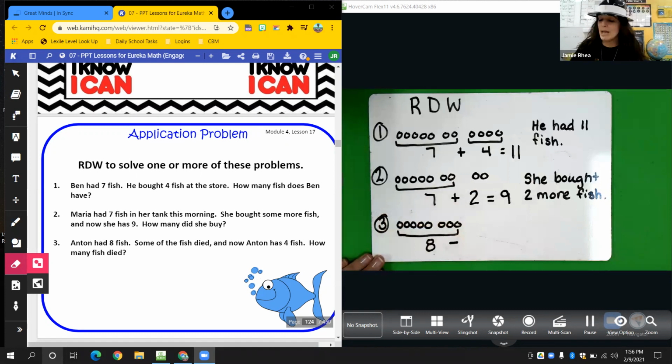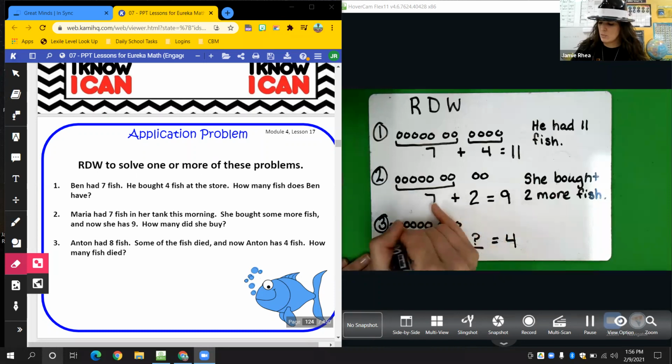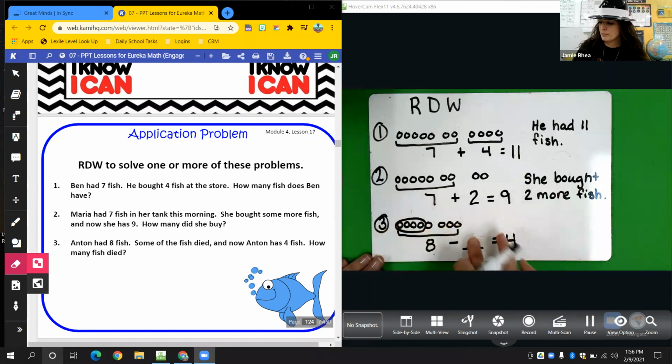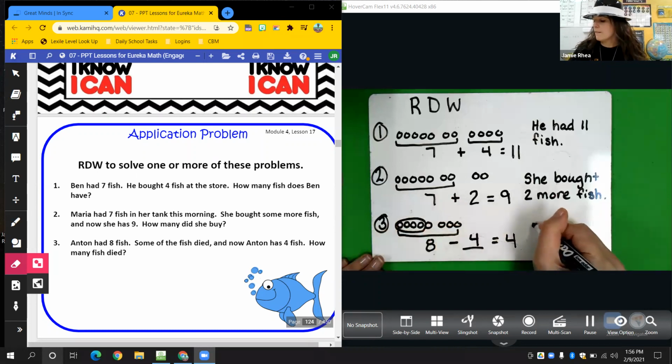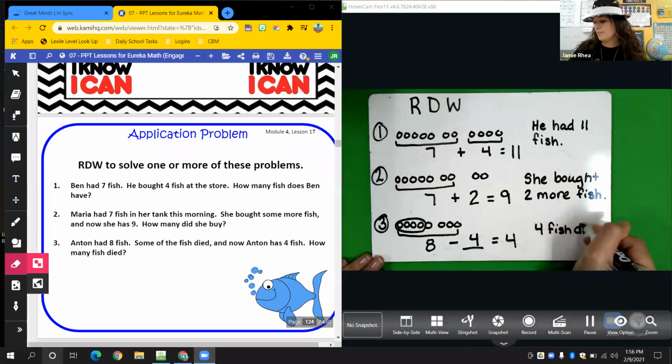Now, do we know how many went away? No, we don't. But we do know that he has 4 fish left. Okay, so let's circle the 4 that he has left. 1, 2, 3, 4. Let's circle those 4. Those are the 4 he has left. That means these are the ones that went away. How many went away? 4. So, how many fish died? 4 fish died.